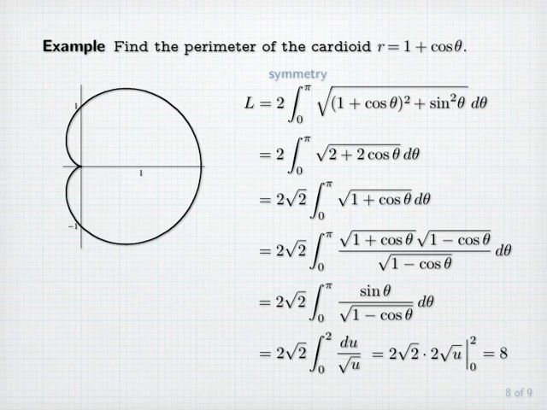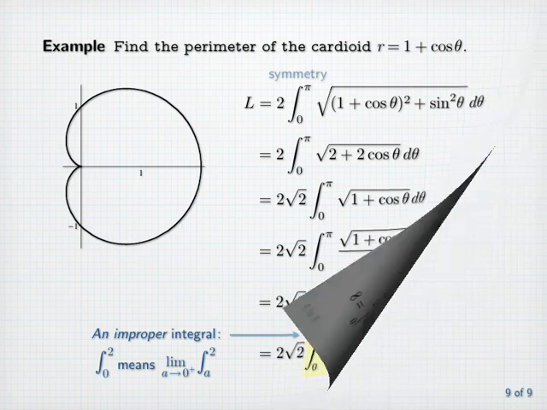Now we need to make a subtle point here. The integral from 0 to 2 of 1 over the square root of u du is an improper integral, since the integrand has a vertical asymptote at the left endpoint of the interval. So strictly speaking, the integral from 0 to 2 needs to be understood as the limit as a approaches 0 from the right of the integral from a to 2. And the evaluation of the antiderivative at u equals 0 needs to be understood as the limit as a approaches 0 from the right. The final result is the same.